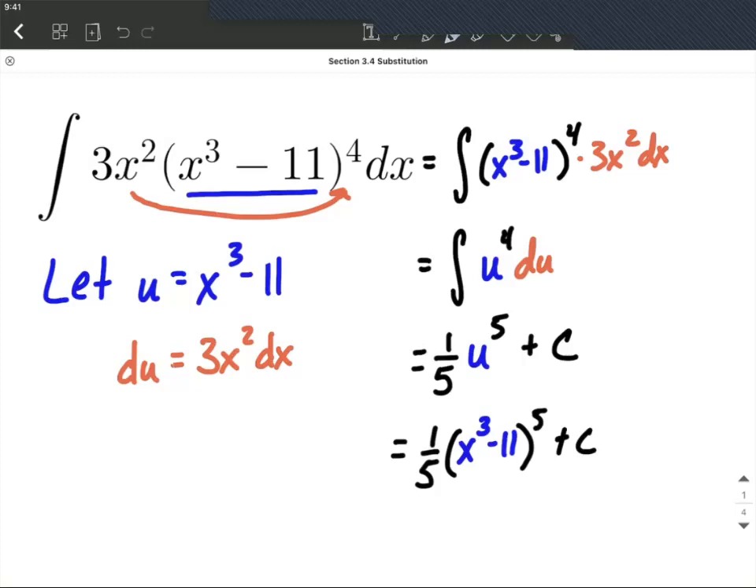Now this one worked out really nicely as far as when we found the du. The 3x squared dx was exactly what was left over in the problem. Sometimes we're going to have to do a little bit of rearranging to make that work just right, but it just takes a little bit of practice and we'll get it down.